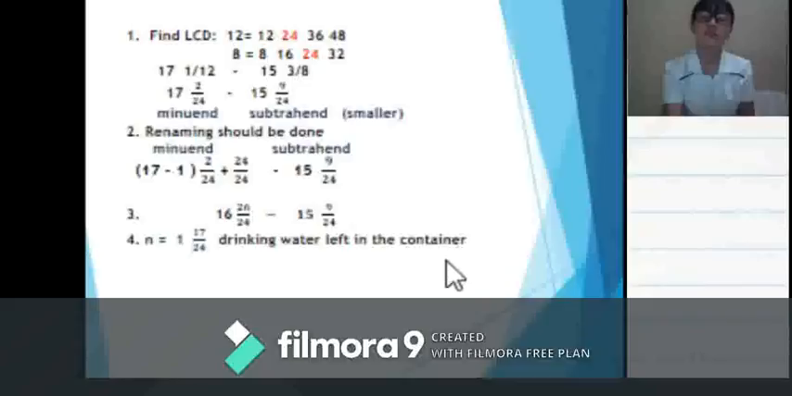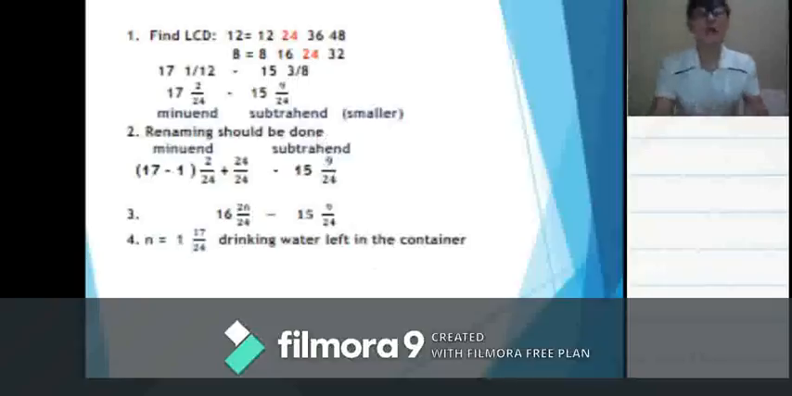So those are the rules on how to subtract mixed numbers by renaming. You can simply say that if the minuend is smaller than the subtrahend, you cannot subtract, so you have to borrow from the other part. But if the minuend is bigger than the subtrahend, do the process of subtracting mixed numbers. Okay?